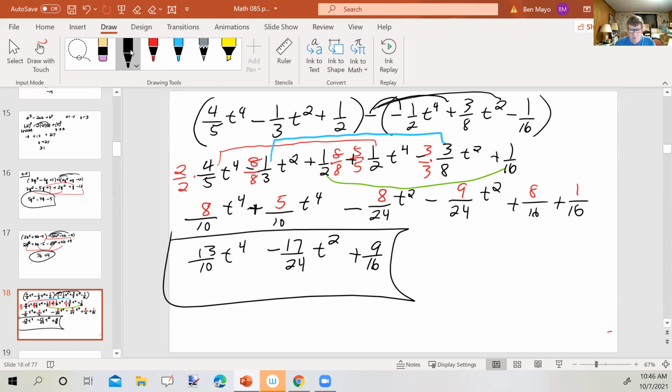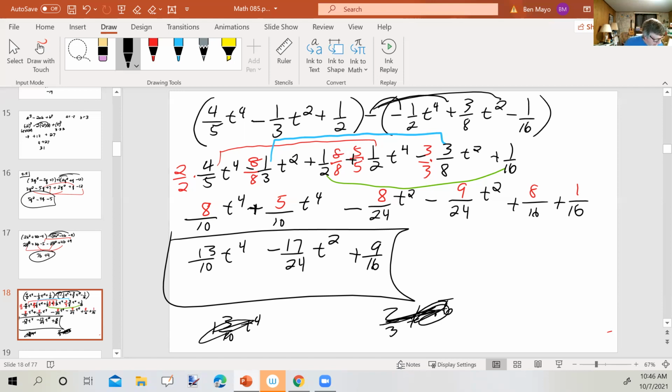Now, just a reminder, in WebAssign, don't use mixed numbers. So if you write 1 3/10 t to the fourth, it's not going to recognize that as 1 3/10. Also, don't punch it into your calculator and get some long decimal and then round it off. For instance, 2/3 is not equal to 0.6. It's 0.6 repeating. So if you've got 2/3, just leave it as 2/3. Okay. Again, any questions there?